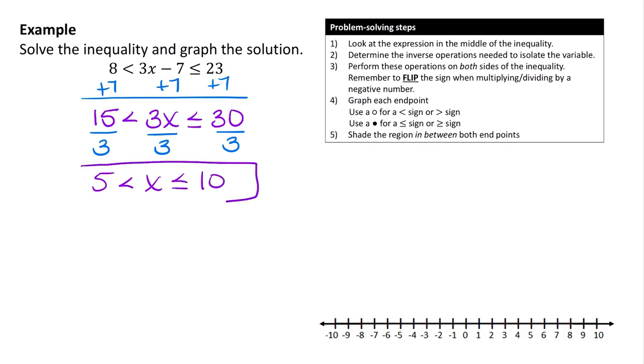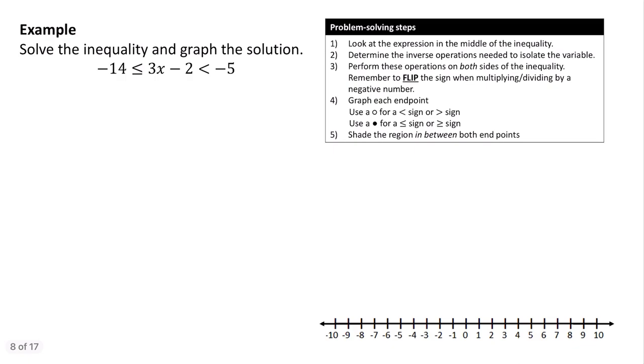So here's my solution. Now I just need to graph it. So I'm going to go to my number line. I'm going to put an open circle at 5, and I'm going to put a filled in circle at 10. And then I'm going to shade the region that's in between these two endpoints.